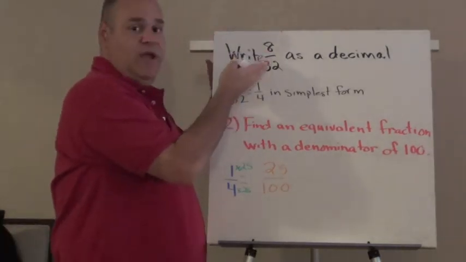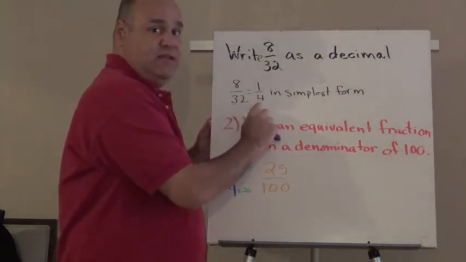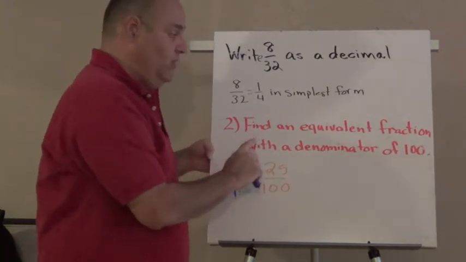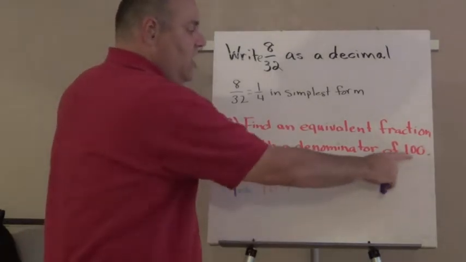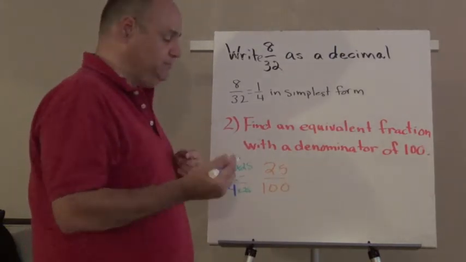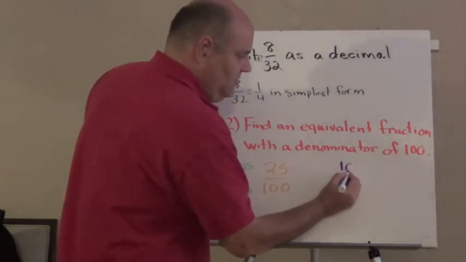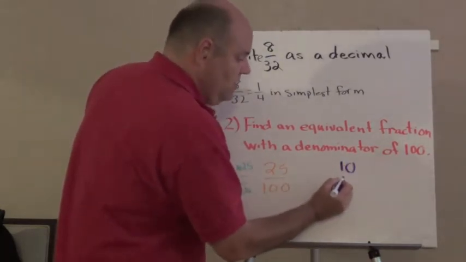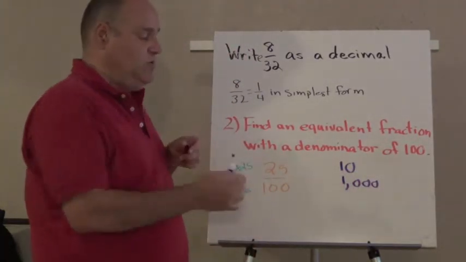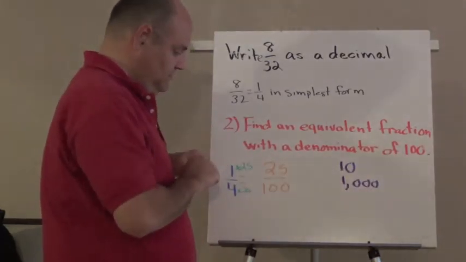We are continuing with writing 8/32 as a decimal. We've put 8/32 into its simplest form, which is 1/4. Now we want to find an equivalent fraction with a denominator of 100. I'm selecting 100 for this particular problem. However, sometimes it'll be easy to use 10 as the denominator or 1,000. So when you're doing this, think about using a denominator of 10, 100, or 1,000.